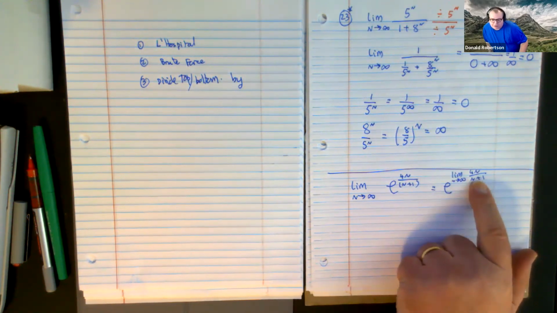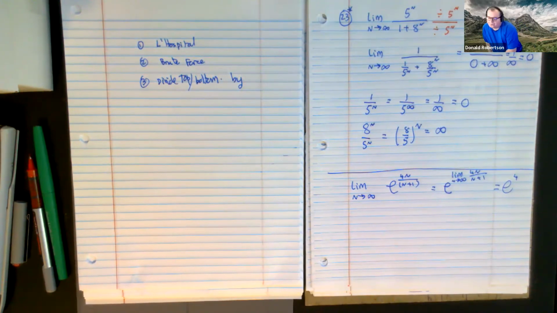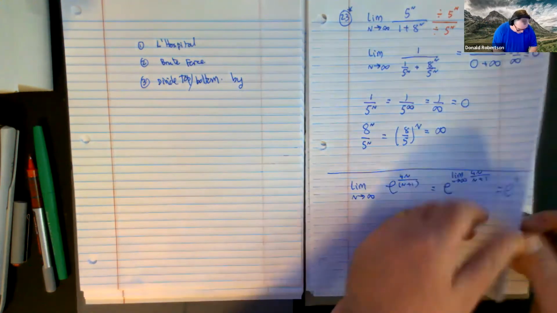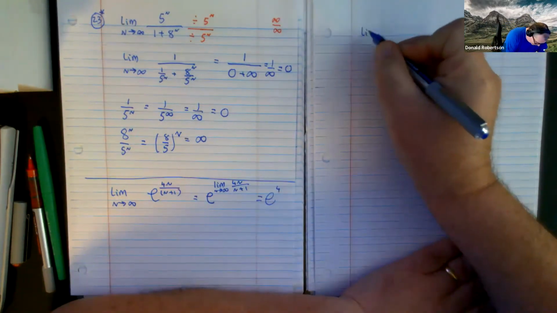This guy here, would you agree you could probably do this in your head? Would you agree the limit of 4n over n plus 1 is going to be 4? Now, if you wanted to prove it to me, couldn't you divide top and bottom by n or use L'Hopital? But would you agree it's 4? So the answer to this one is e to the 4. We cool about that one? How about this fella then? I'd like to know the limit of this sequence.